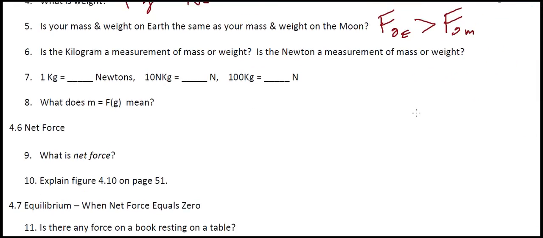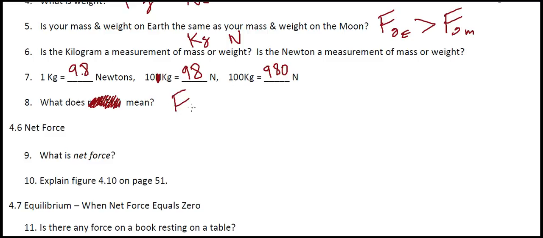Is a kilogram a measurement of mass or weight? We already said that mass is measured in kilograms and weight is measured in newtons. These are the conversions. On Earth, 1 kilogram is 9.8 newtons. 10 kilograms (typo) is 98 newtons. And then 100 kilograms is 980 newtons. Which brings us to this, which is another typo, 2 in a row.